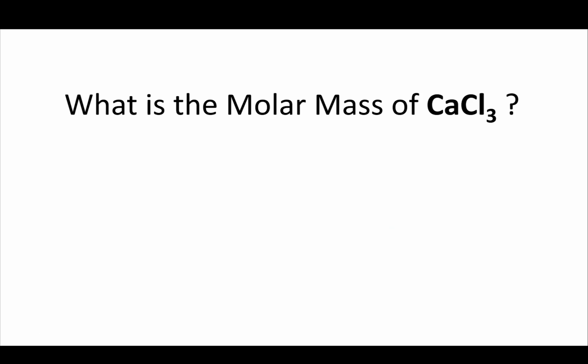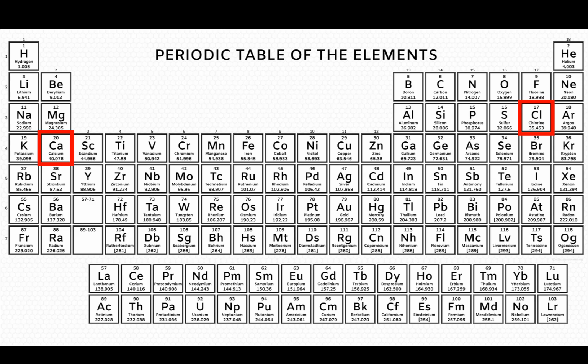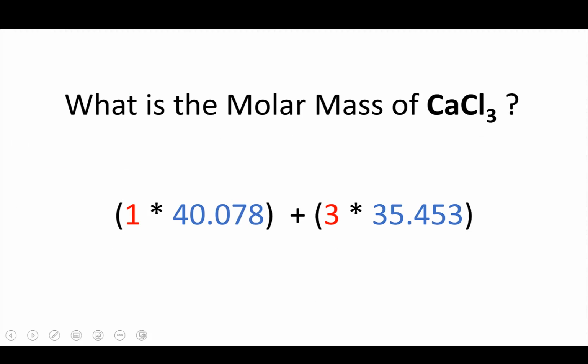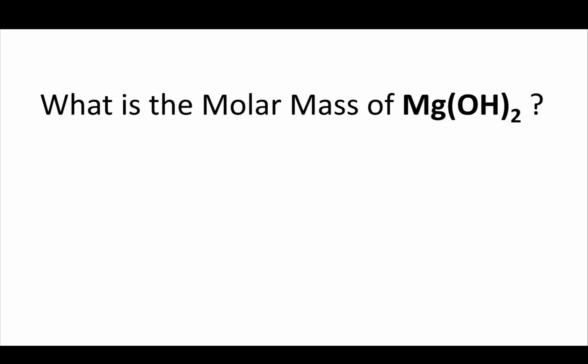What's the molar mass of CaCl3, calcium chloride? Well, the process is the same. I have 1 calcium and 3 chlorines. So I take 1 copy of calcium's mass and I add 3 copies of chlorine's mass, because I have 1 calcium and 3 chlorines. So I just have to figure these out by looking them up on the periodic table, or Googling them, I guess. Calcium has a mass of about 40, and chlorine has a mass of about 35, so you plug those in. You put it into a calculator, and you get 146.437 grams.